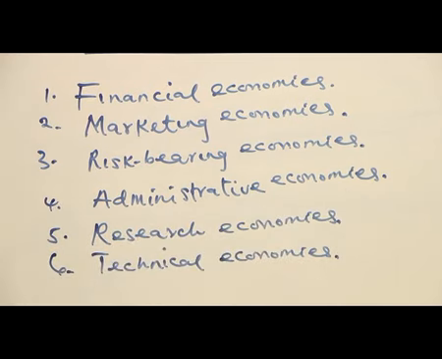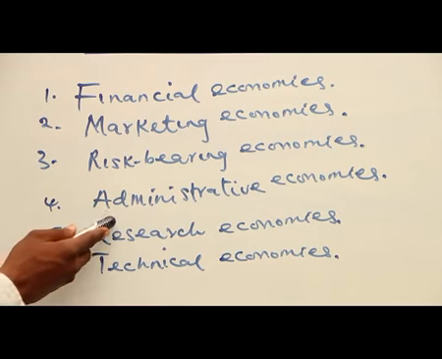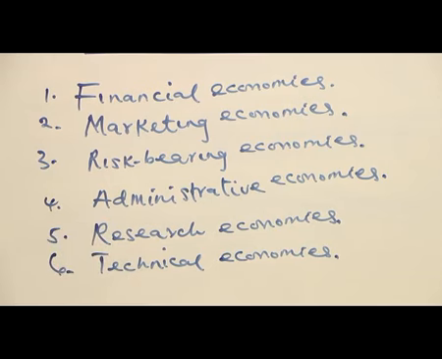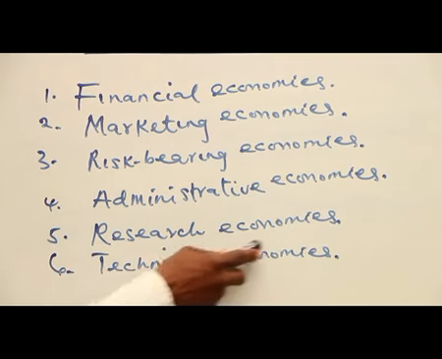But if a firm cannot employ competent, skillful people to handle the strategic areas of the organization, then the firm will find it difficult to move forward and may experience what we call administrative diseconomy. That is, there will be a lack of efficiency in that firm. Because of what? Because they fail to have competent and skillful people that can handle the strategic departments or areas of the organization. Number five, research economies.